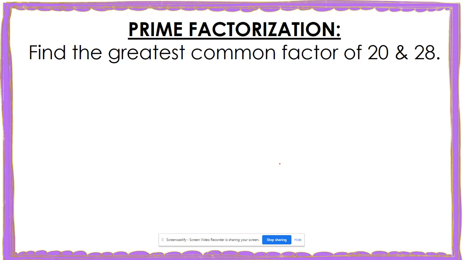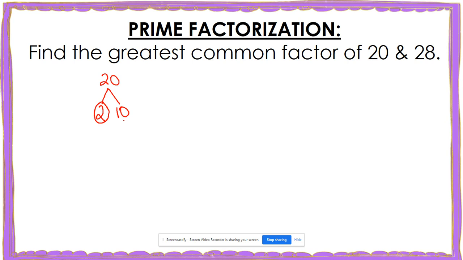Now let's use prime factorization to find the greatest common factor. So I'm going to look at 20 and 28. I'm going to first make a factor tree. I know that 20 is an even number, so it can be divided by 2, and 2 times 10 gives me 20. 2 is a prime number, so I'm going to stop there.